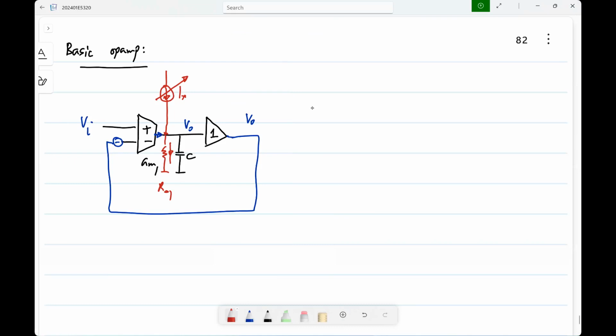I cannot measure the current in RO1. That's not something that's separately available. RO1 is just some property of this GM1. I cannot really separate it. So what is it that I should do?